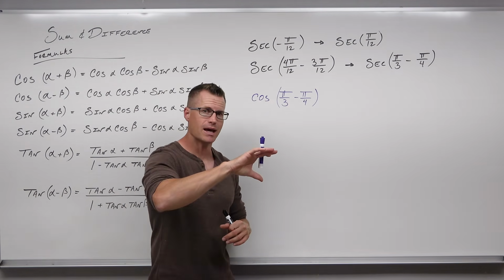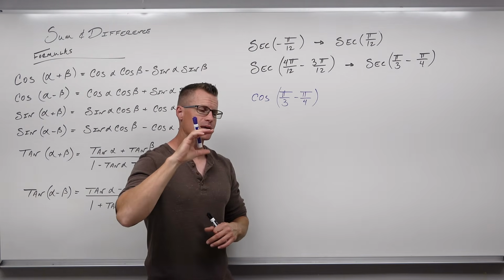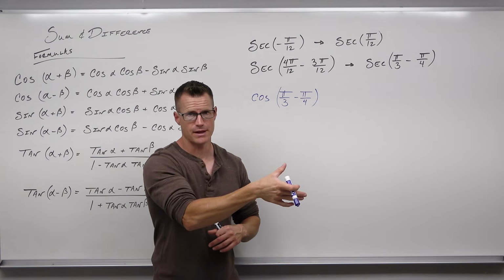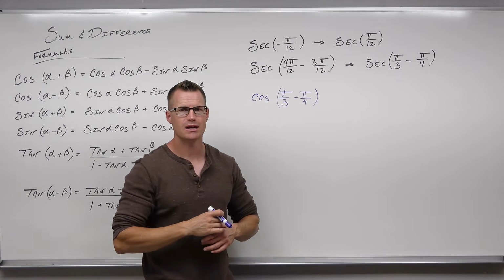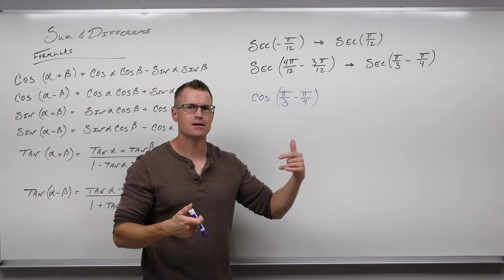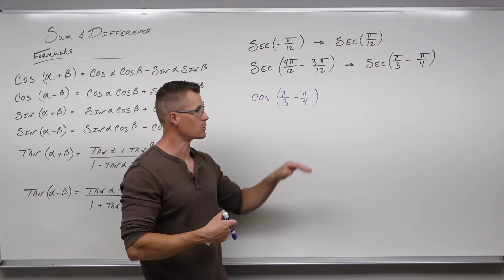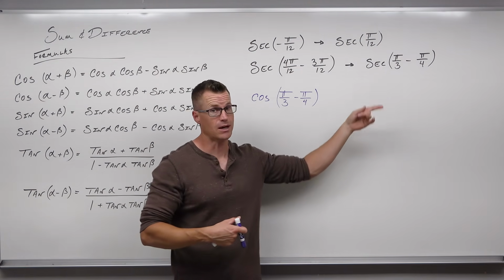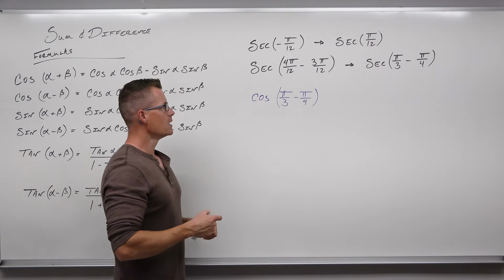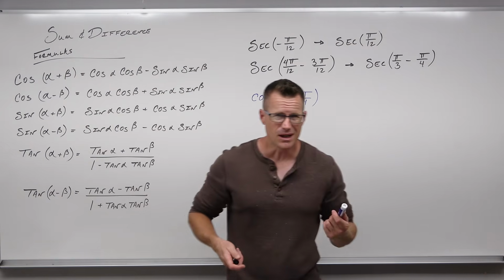So cosine of an angle gives you something. Secant of that same angle gives you the reciprocal of that something. So if cosine of theta equaled 1/2, secant of that angle gives you 2. And that's exactly how cosine and secant are related. So when we find this, we just reciprocate and we get secant for free. Now let's take a look at what that does for us.